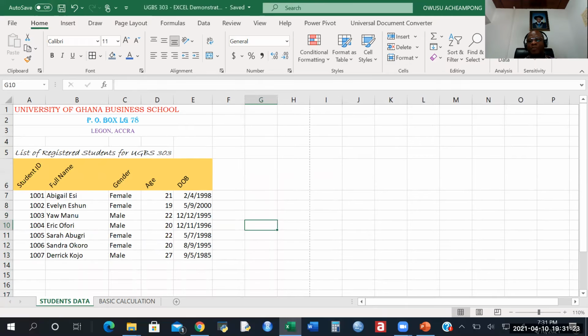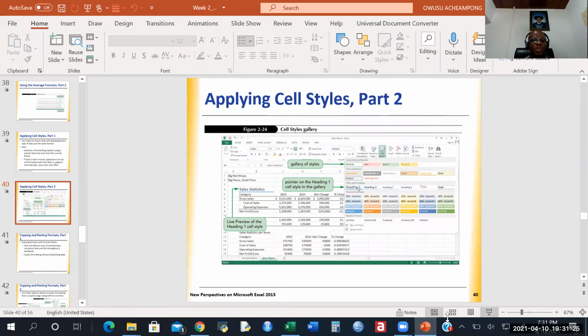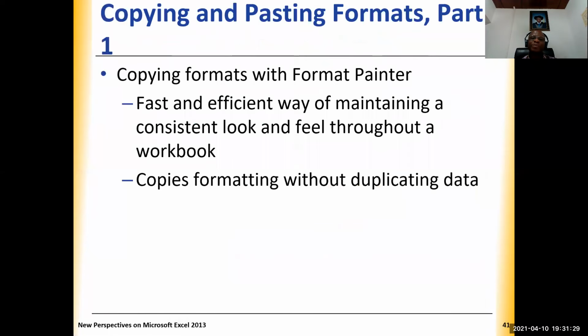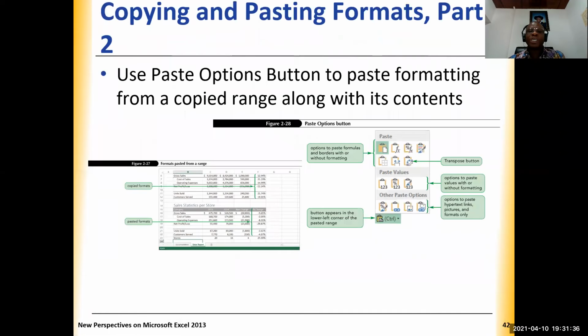So all these are different kinds of formatting that will show different appearances of your data, and you decide which one you want to go with. Copying formats with Format Painter, I'll leave this one. You can do it in your tutorial, or you can practice it on your own. And then using different paste options too. This one you can learn in your tutorials.